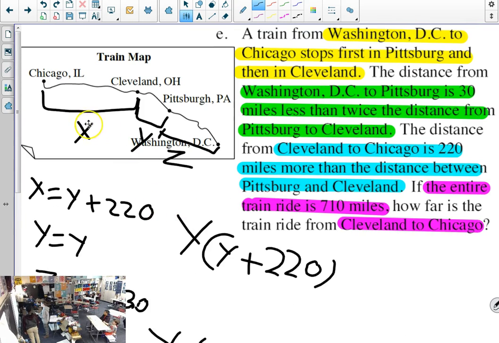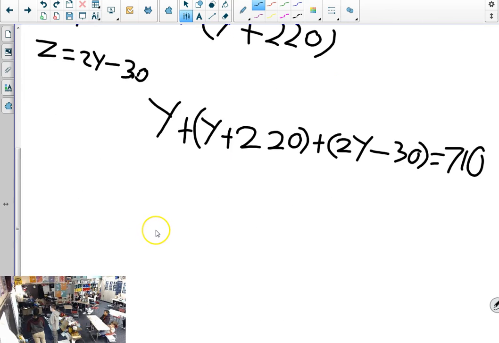I'm just trying to make sure the class understands what you guys have. They first labeled X, Y, Z. Then they relabeled, saying X is the middle portion plus 220, Y is what it is, and Z is 30 less than twice the middle portion. That's how they figured all this out. Questions?